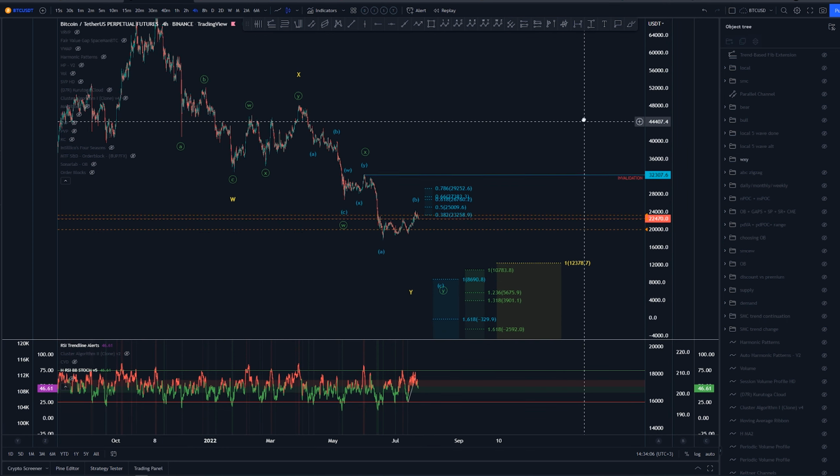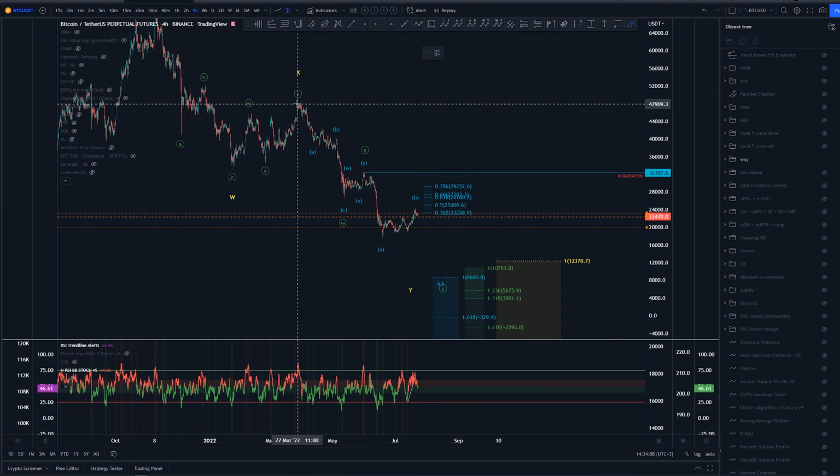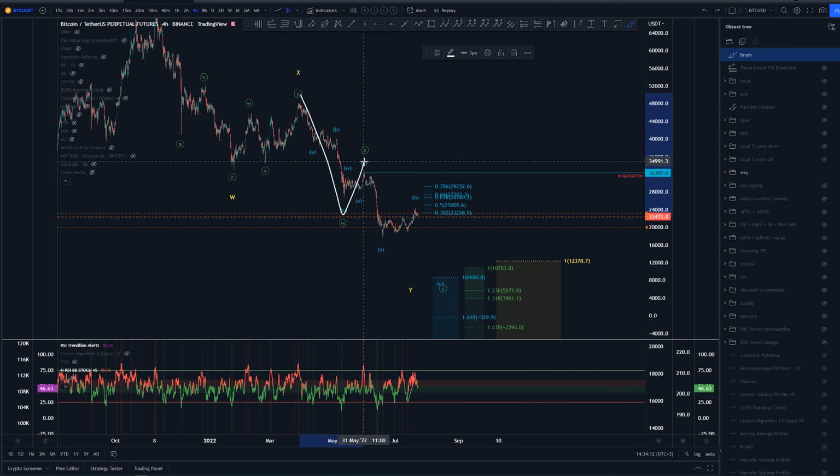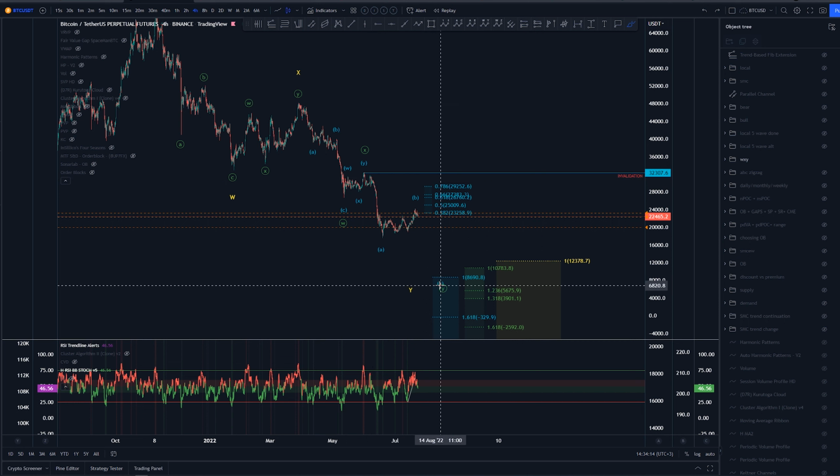At the moment, however, the structures within this wave Y, I labeled this previously as W, X and Y, and again, that is not part of the original Elliott Wave book, where you can't have a complex correction within a complex correction, but again, this is my way to label this structure at the moment. However, I don't find this most likely anymore.